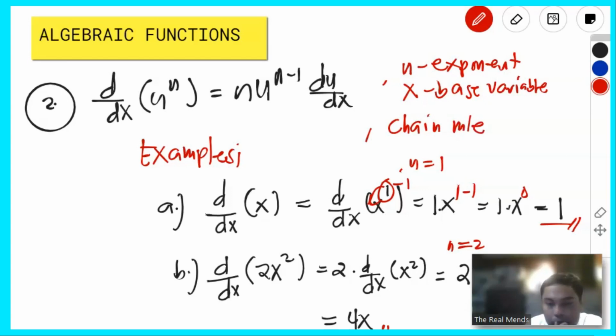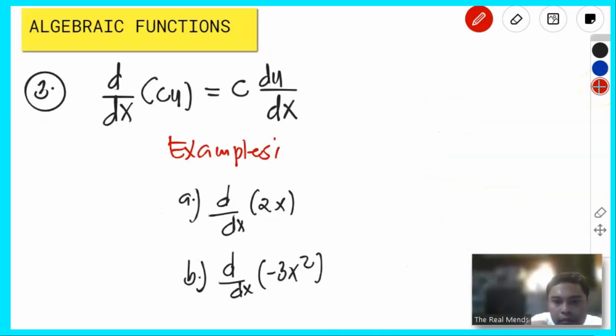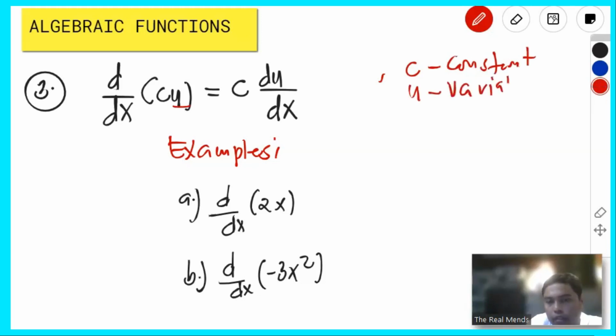Okay, so let's proceed to formula number 3. From this formula, the derivative of c times u with respect to x is equal to c du over dx. Again, from this formula, c is the constant, and u is the variable. So if we get the derivative, just isolate the constant, then get the derivative of du over dx.